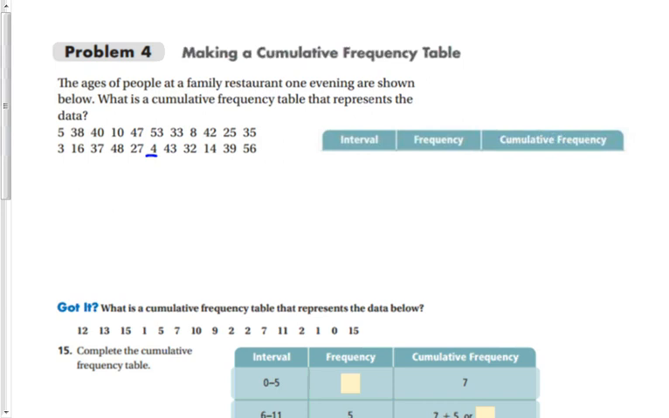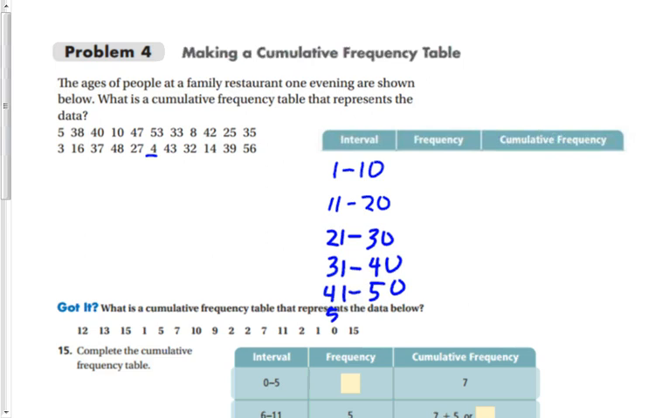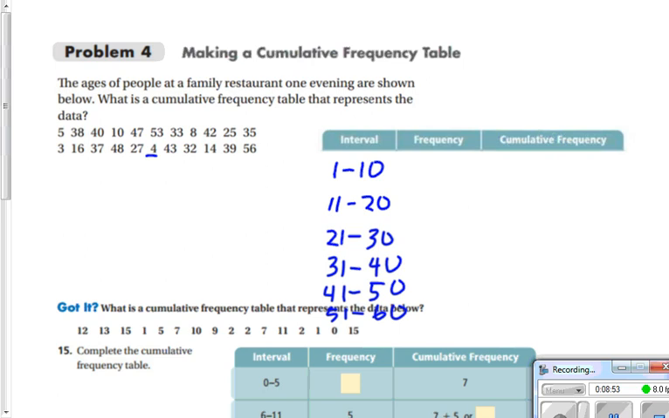So we can do intervals like from 1 to 10 and 11 to 20, 21 through 30, 31 through 40, and 41 through 50, and 51 through 60 should do it. So we'll go ahead and get a count on those.